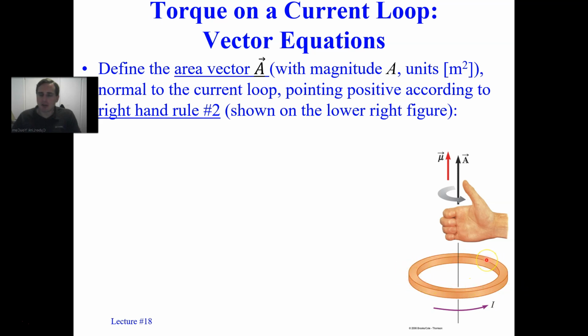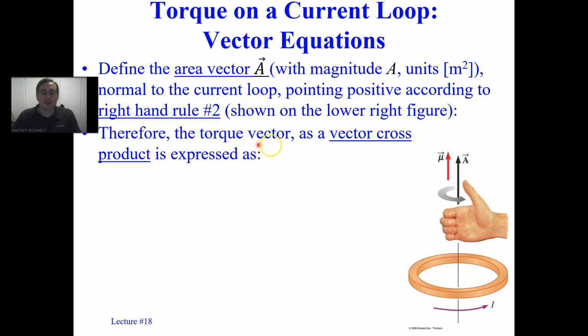If it's running in a counterclockwise direction, we're going to use right-hand rule 2, which says, take the current loop, rotate your right-hand fingers in the direction that the electric current already runs, and your thumb points in the direction of the area vector. Okay?